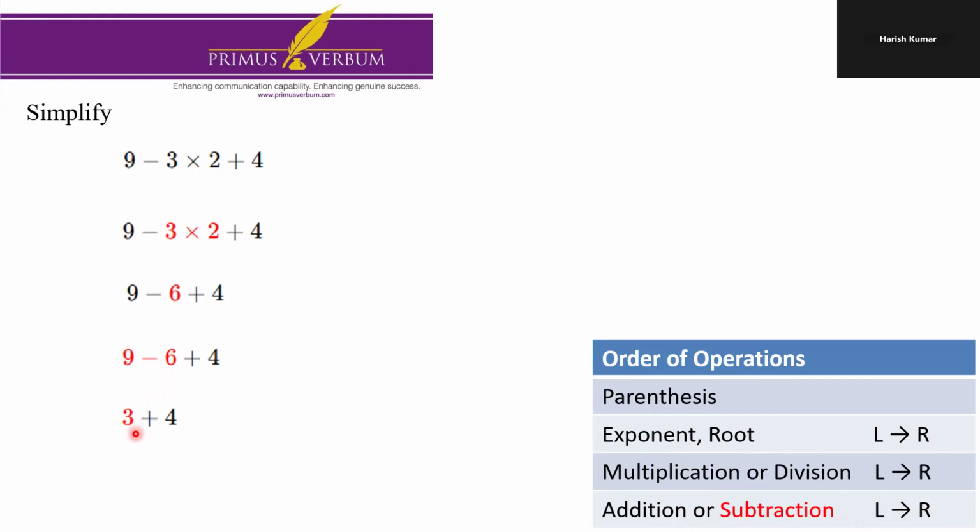And then the last step is, of course, 3 plus 4, the addition. That is the last operation left in this simplified expression. And 3 plus 4 is 7. So 7 is the answer.